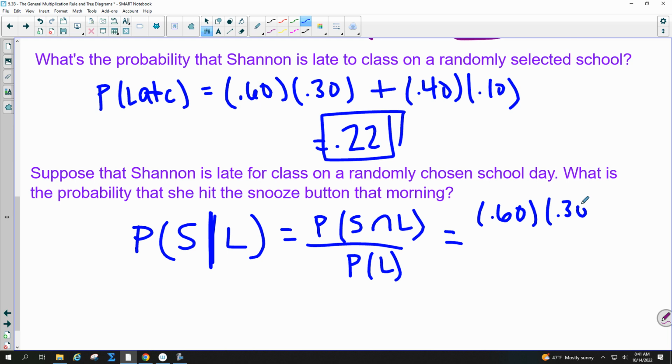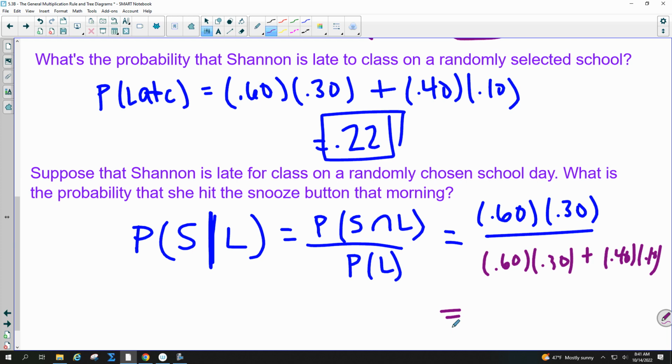And then the bottom is all the pathways to late. So there's 60% times 30% plus 40% times 10%. Or yes, you could use your work from above. I'm just reiterating the formula. Final answer would be 82%. So that means given that she's late, there's a pretty high chance she hit the snooze button.